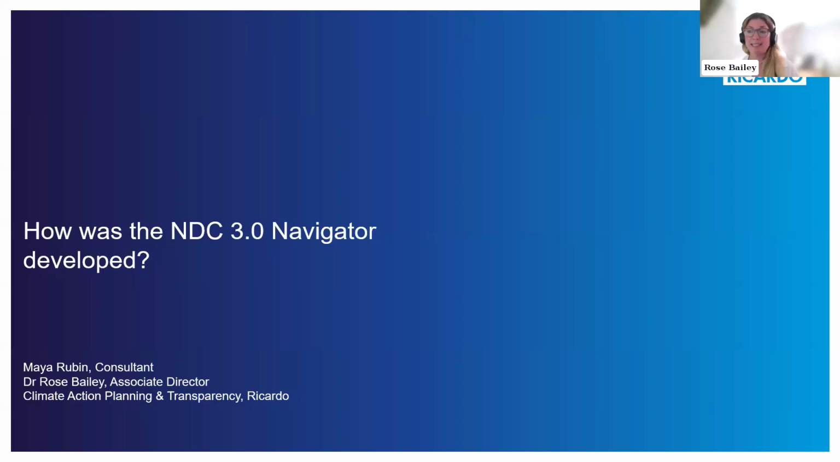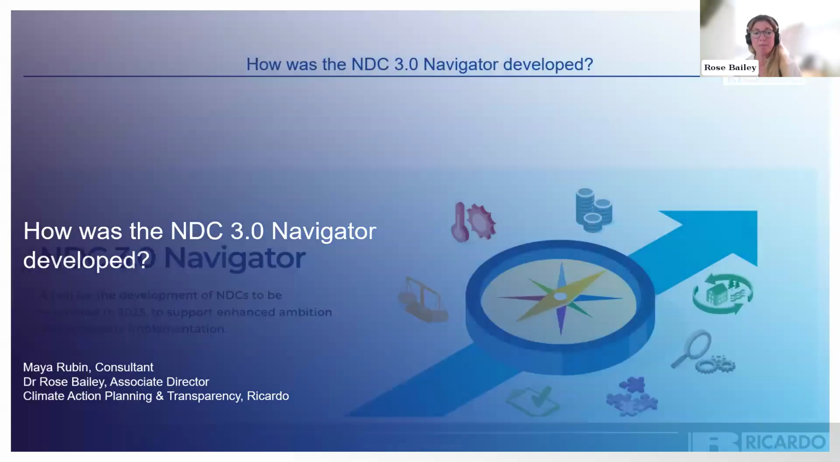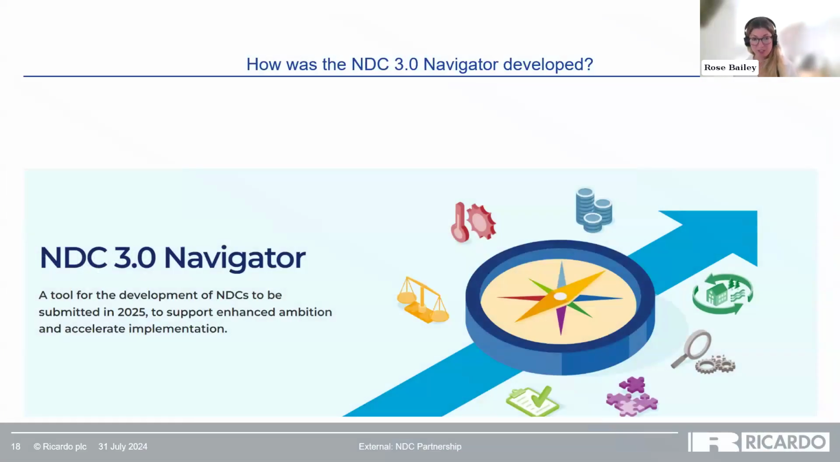First of all, I'm going to talk a little bit about how we developed the Navigator. So Sarah, if you can go on to the next slide. As Sarah and Monica mentioned, this was developed through a very collaborative process. Many organizations came together at a meeting in Bonn where we agreed the overall architecture of the Navigator and the 7 routes to ambition and implementation for the next NDCs. Our team then took away a lot of that information and we went through a series of different steps to develop the technical content that you see today in the web tool.